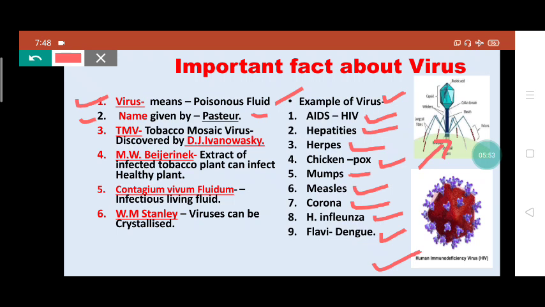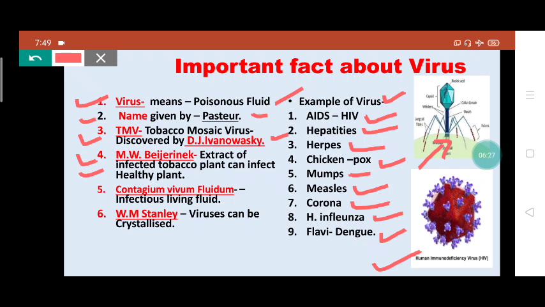Okay, after Pasteur gave the name virus, there was a Dutch scientist, D.J. Ivanovsky, who discovered the tobacco mosaic virus. This one, tobacco mosaic virus, TMV, was discovered by D.J. Ivanovsky. D.J. Ivanovsky was a Russian scientist, and M.W. Beijerinck was the Dutch scientist who showed that extract from an infected tobacco plant can infect a healthy plant.